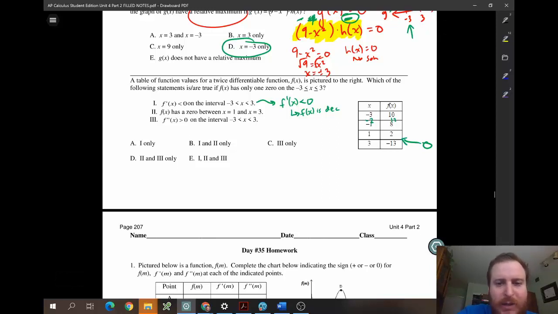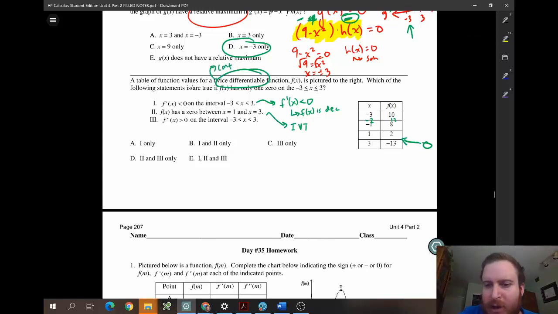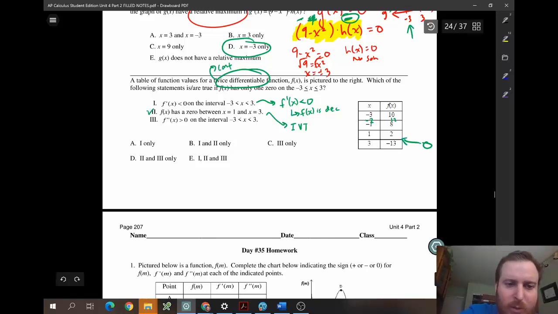Okay, f of x has a 0 between x equals 1 and x equals 3. Well, this one is true by IVT, right? Because if it's differentiable, then it had to have been continuous. And IVT says that if we have a positive value at 1 and a negative value at negative 13, there would be a 0 in between them. So this one is true.